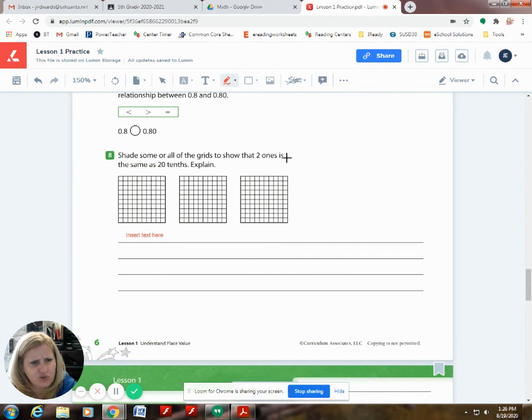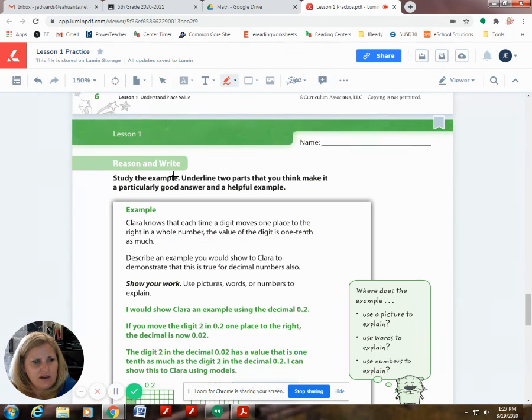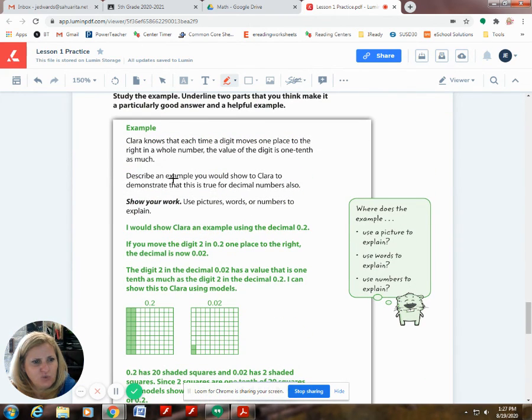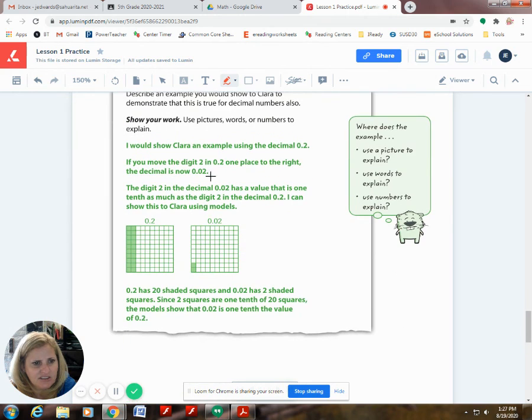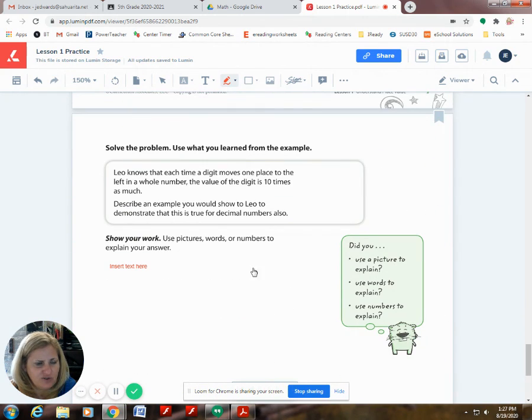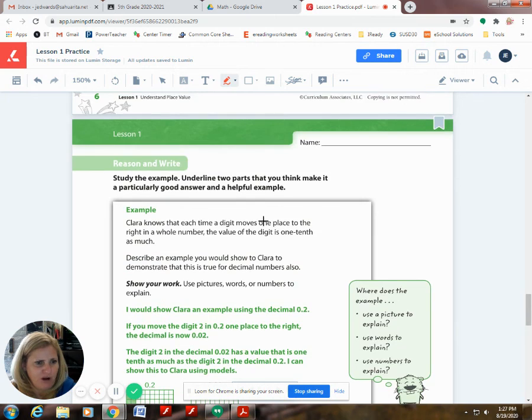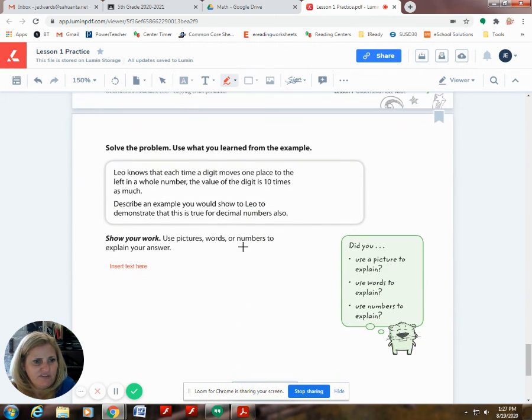Shade the grids to show 2 ones, 2 wholes, and the same as the 2 ones is the same as 20 tenths. So I want you to think about how would you do that to show that they're the same. Okay. This is where it gives you one big problem. It tells you some stuff to think about, and then you solve. Well, actually, it gives you a different problem, tells you how they solved it. Then they give you a problem that's similar to it, and you solve it.